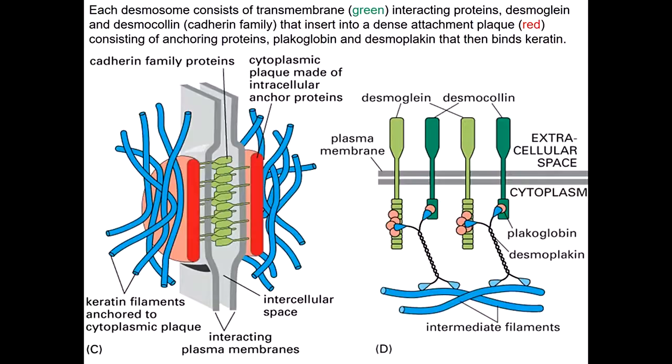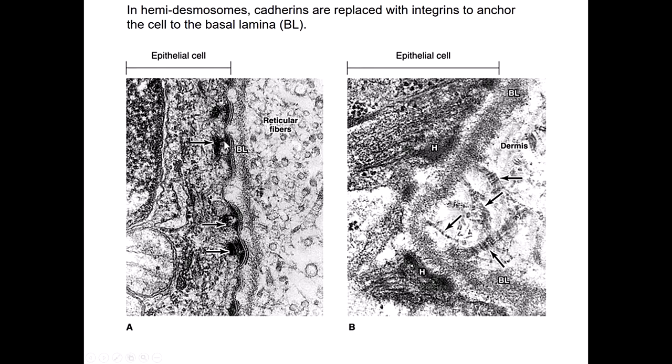So each desmosome, again, consists of these transmembrane desmoglein and desmocollin proteins. These are part of the cadherin family. These cadherins then are inserted into a dense attachment plaque shown in red that on its cytoplasmic side has attached to it the keratin fibers that we've been talking about. And this shows you in hemidesmosomes, you can see now the hemidesmosome is attached to the basement membrane, shown here. It's turned sideways, the cell's sideways. It's pointing that way.